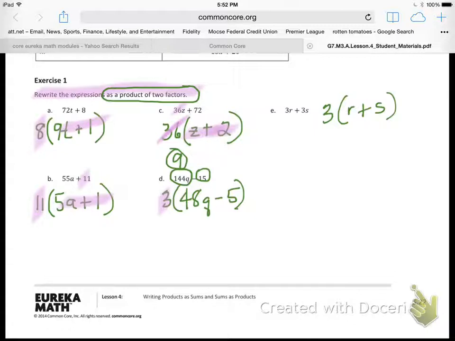And then this one, E, also might have been somewhat tricky. It's the first one where we've actually seen two variables. But we're going to look at those coefficients, and the greatest common factor of those coefficients is 3. And so you have the 3 in front of the parentheses, and then you simply have R plus S in the parentheses.